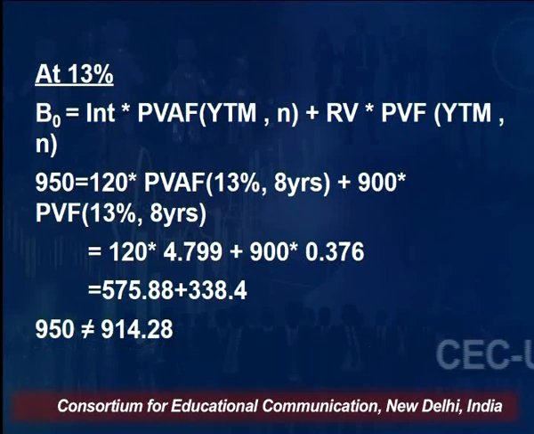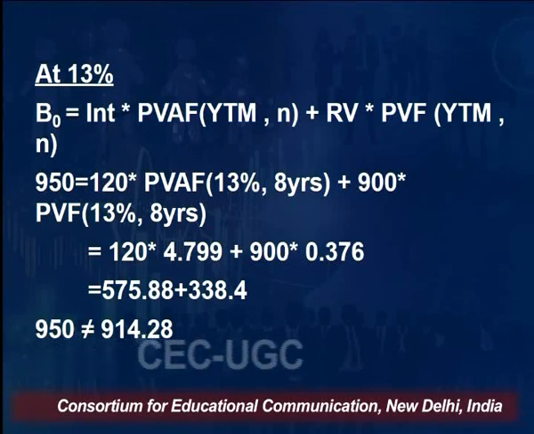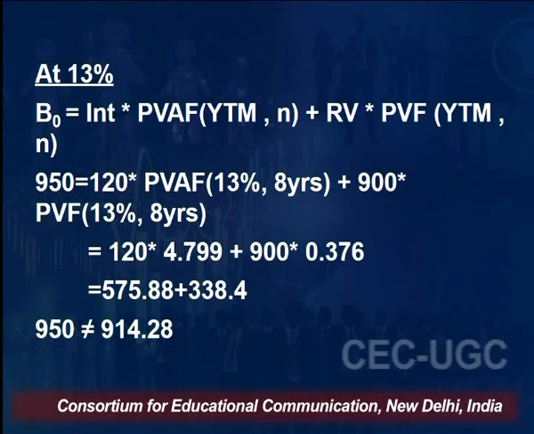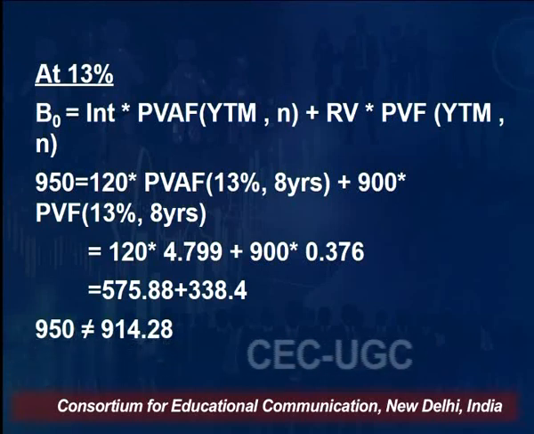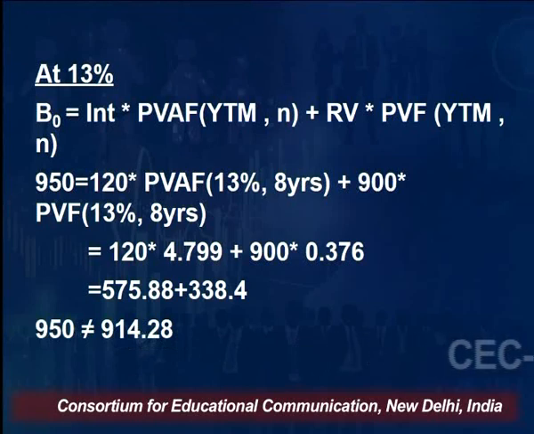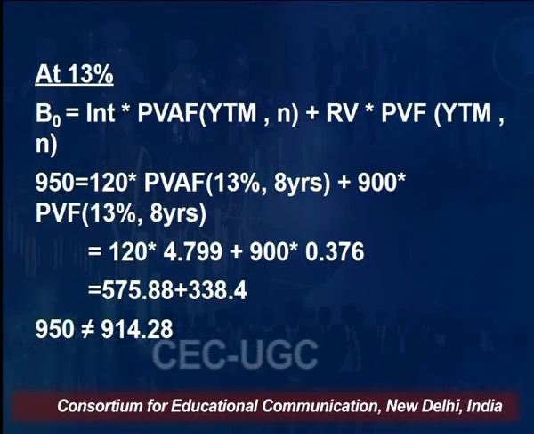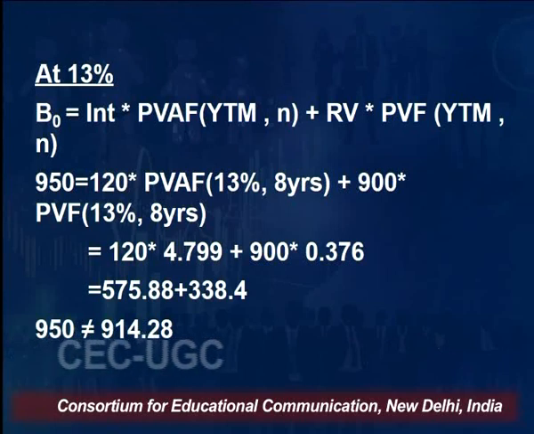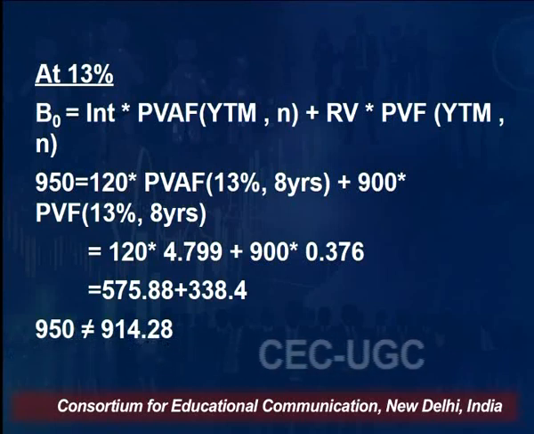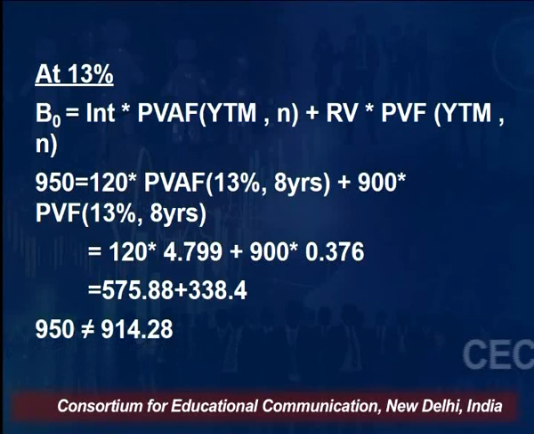So interest is 120 multiplied by 4.799, right? So this is the present value of the interest income, that comes to be 575 rupees 88 paisa. And then the redemption value will be discounted at 13%, that is the 1 rupee which you are going to get after the 8th year. If the rate of interest is 13%, the present value is 0.376. So 900 multiplied by 0.376 comes to be 338 rupees 40 paisa.